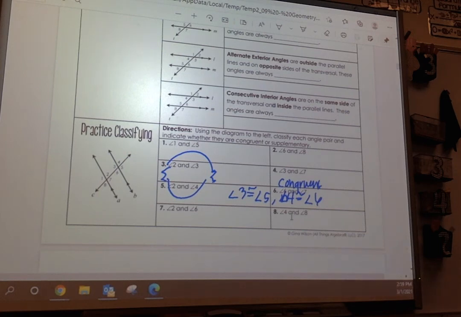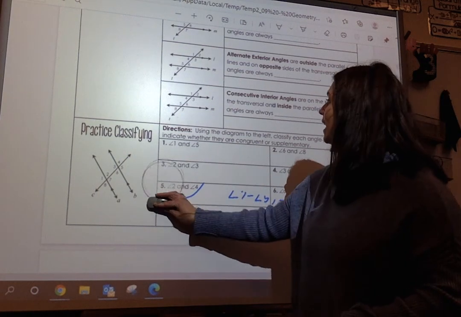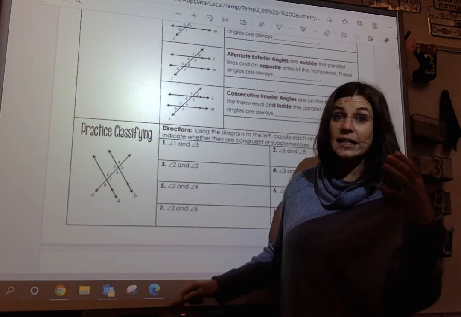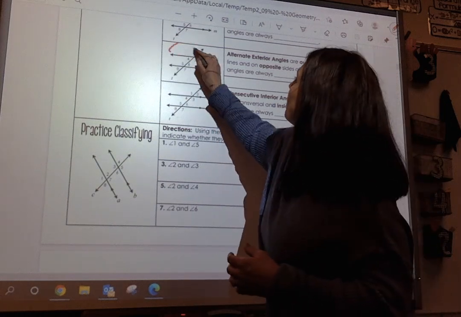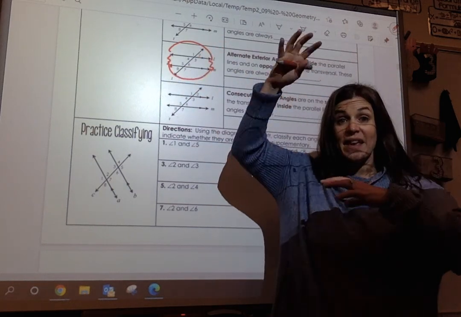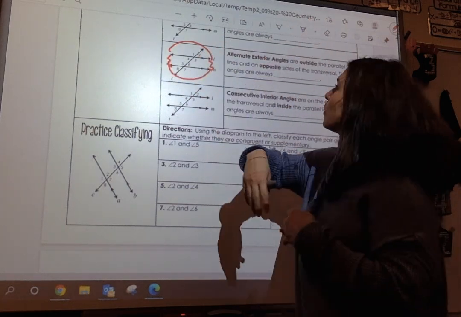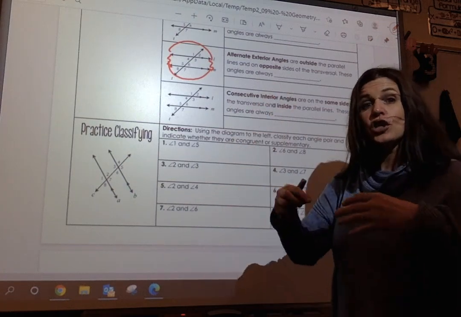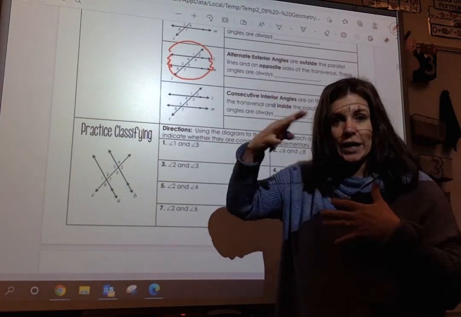All right. Now, I know that alternating exterior has the same language. So if you think about your hamburger bun, and here's the inside of the hamburger, the bun is the exterior. That's the outside of the hamburger. So it's the same type of relationship, except they're on the outside. They're alternating with each other.